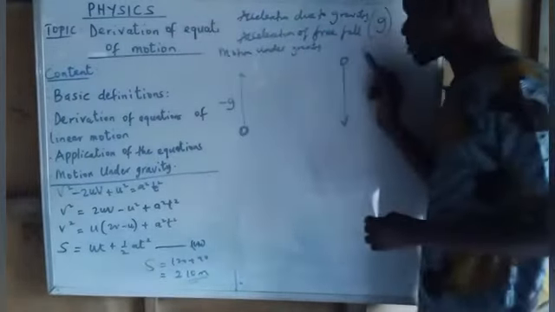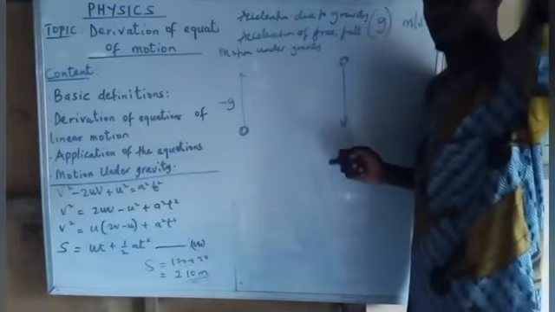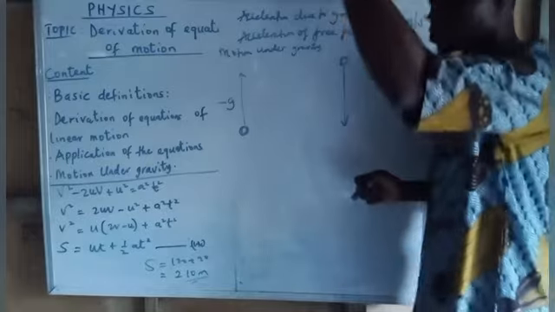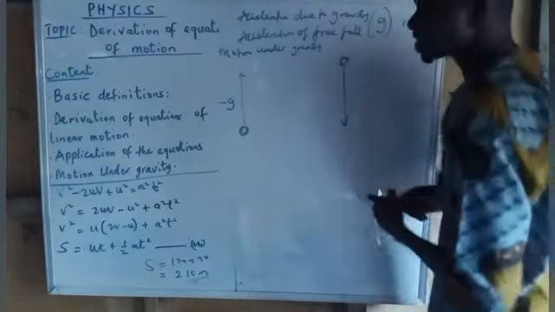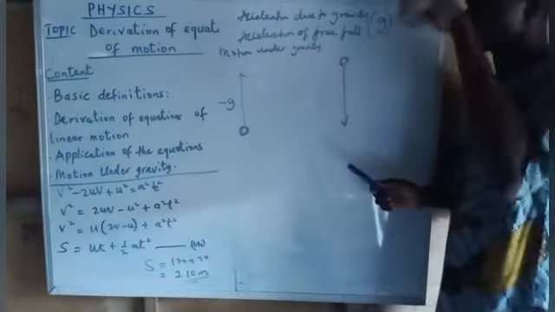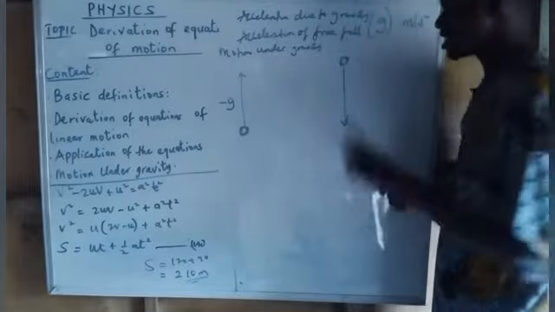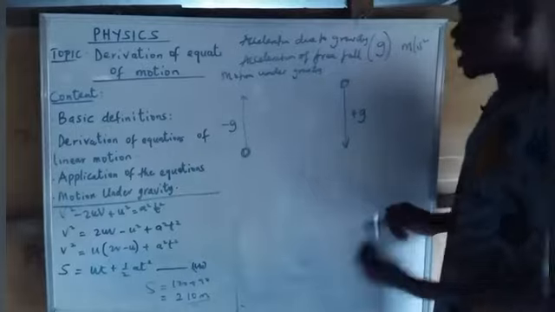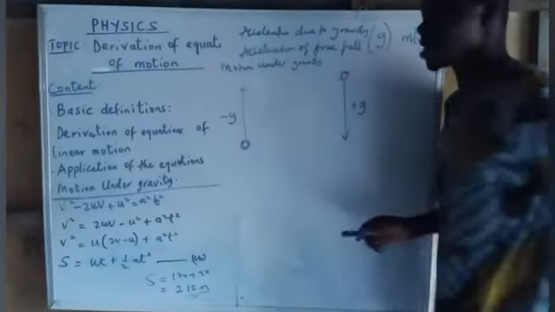But if an object is dropping, for example, a fruit falling from the top of a tree, that is an example of a body coming down. In that case, the body is working in consonance with gravity. In that instance, we have our g as positive g. Now, all these equations are still applicable.